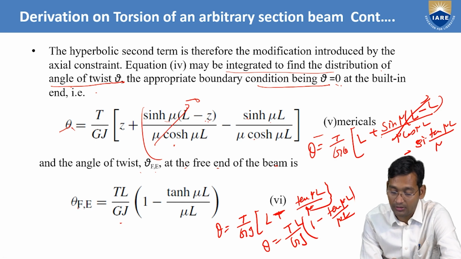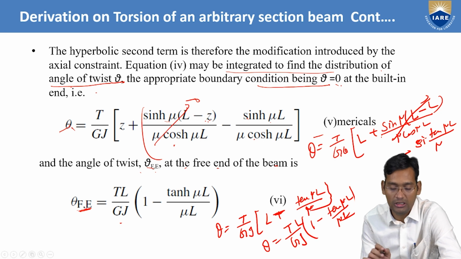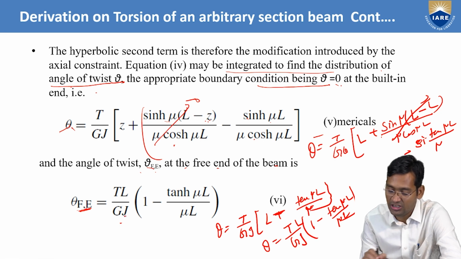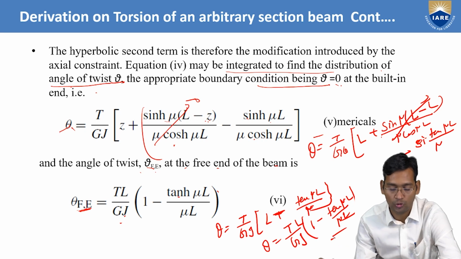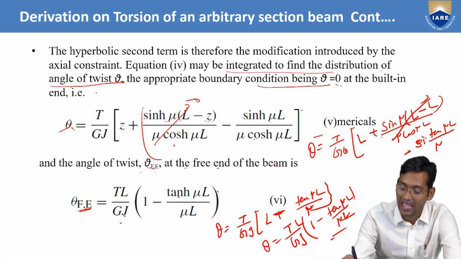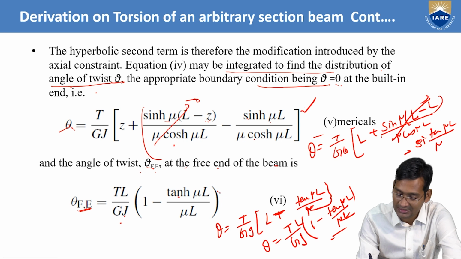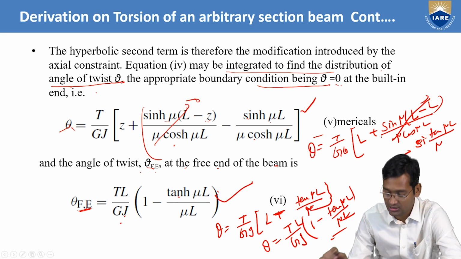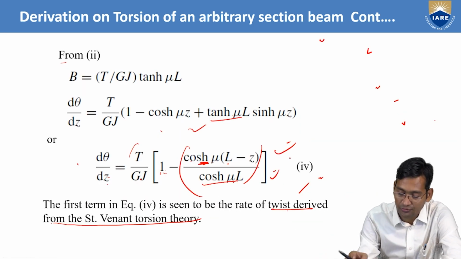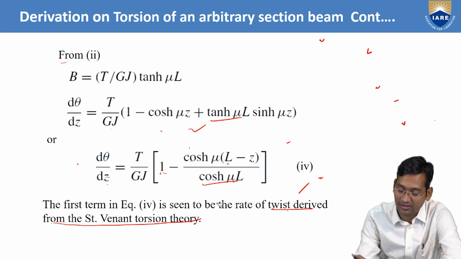So let's see here, theta at the free end, theta e, that stands for, that here at the free end is what? TL by GJ, TL by GJ into 1 minus tan h mu L by mu L. So this is the angle of twist at the free end, and this was what? This is the rate of twist.